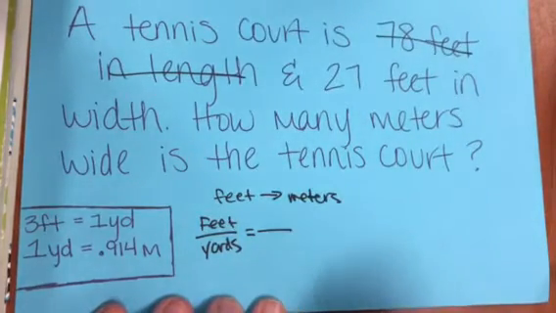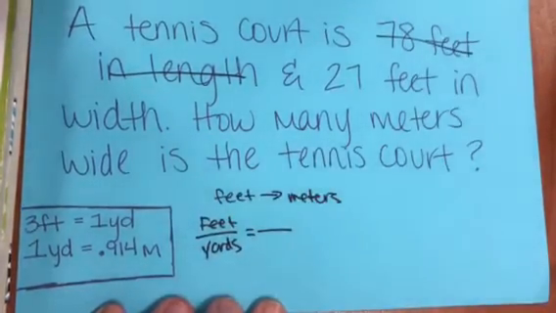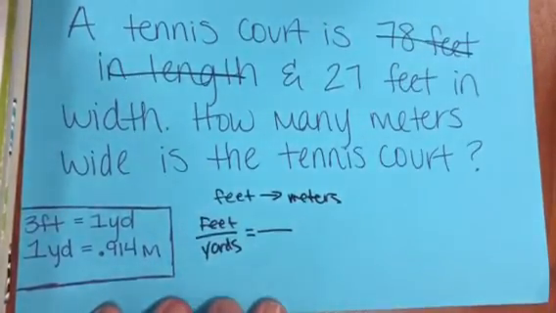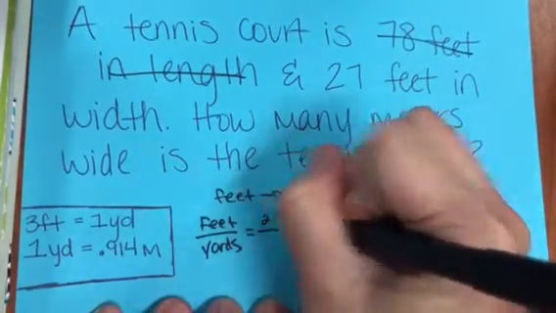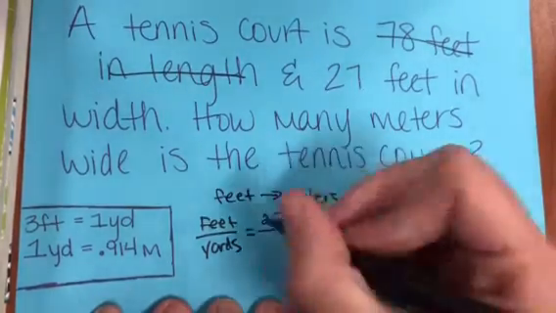You guys are going to get lazy and not write it in words, and that's okay. Put a letter. Put F-Y over W, or Y. So how many feet is the width of my tennis court? 27. It's upside down, it's okay. It's right here too. And we're looking for how many yards.